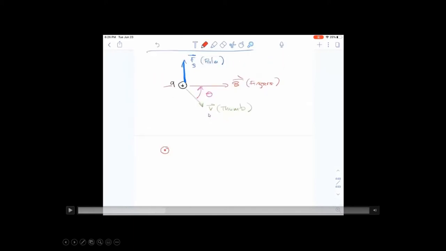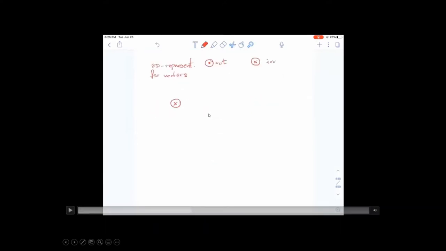All right, so the magnitude of the force is going to depend on the angle that the velocity vector makes relative to the external magnetic field. That's something that we will discuss later on. One thing that we need to know is the two-dimensional representation of three-dimensional vectors. This sign means that the vector is coming out of the page. This sign means it's going into the page.